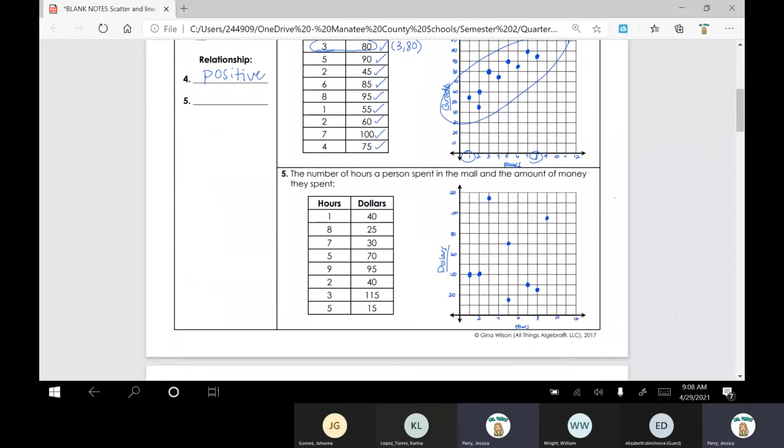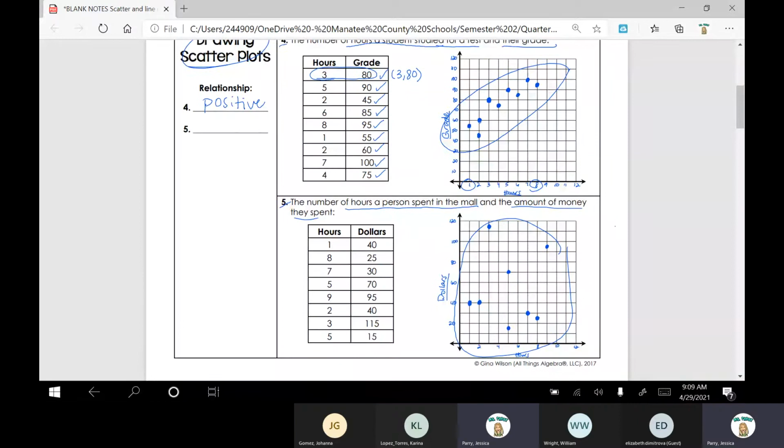Let's go on to the next one. Number 5, it says the number of hours a person spent in the mall and the amount of money they spent. I already went through and put it onto the graph because I feel like you guys could do that. It's not too difficult. It's something that you've been doing for a long time, plotting points. So let's look at this one here. Here's all of our points. I can't really form it into a line, whether it's going like in the upwards direction like number 4. So go ahead and tell me number 5. Is this positive, negative, or none?